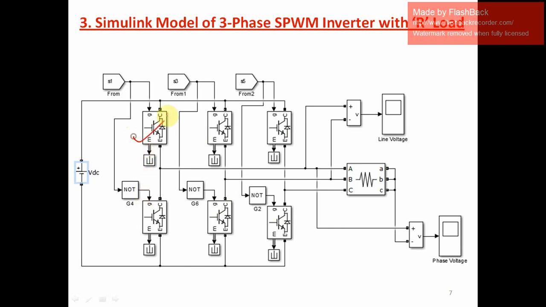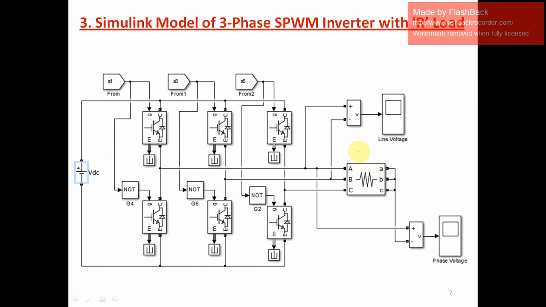So we can have this IGBT on, and at the same time this will be off. Similarly, if we have this IGBT on, this will be kept off, and if this IGBT is on, we have to keep this particular IGBT off. That is achieved by using the NOT logical operator. By using this NOT operator, we have created another set of 3 gate pulses for these IGBTs.